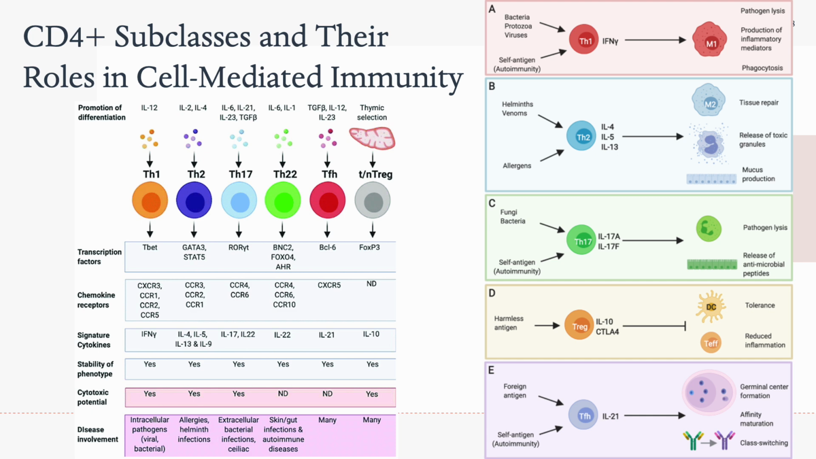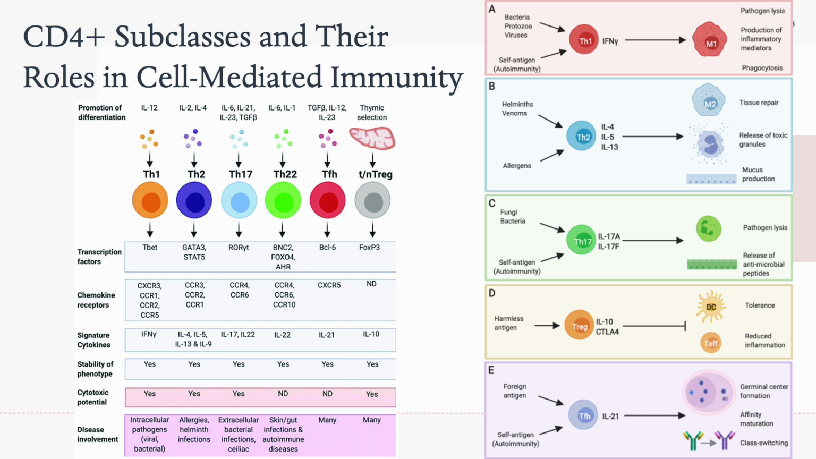Th1 cells are necessary for macrophage activation by releasing interferon gamma, allowing the macrophage to destroy the intracellular microbe. Th2 cells are involved in the defense against helminths, parasites, by recruiting and activating eosinophils and IgE production. Th17 cells recruit neutrophils, whose main function is to fight against extracellular bacteria and fungi.